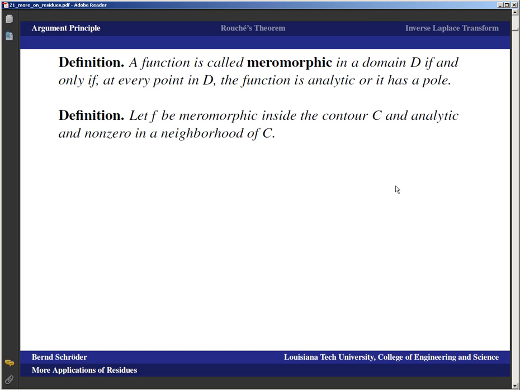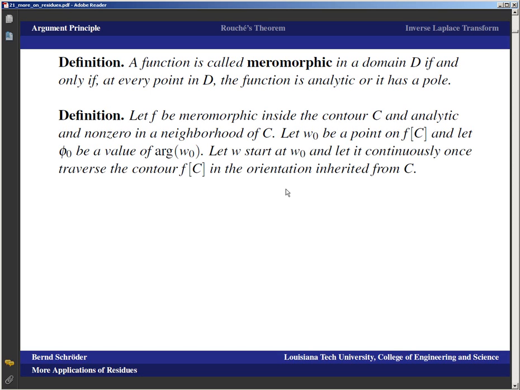And we're going to look at a picture on the next panel. So we take a function f that is meromorphic inside a contour C and analytic and non-zero in the neighborhood of the contour itself. So we want to stay away from zeros and from poles on the contour itself, and we will see in the picture ultimately why we want that. We want w0 to be a point on the image of the contour, and we want phi0 to be a value of the argument of w0.